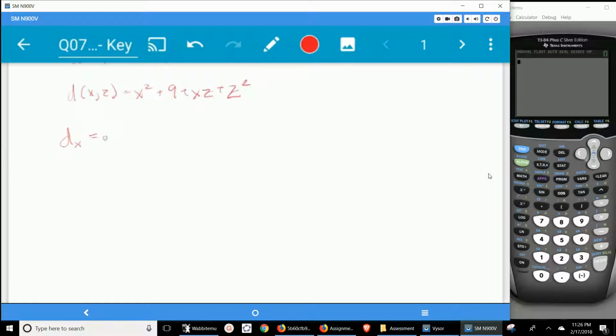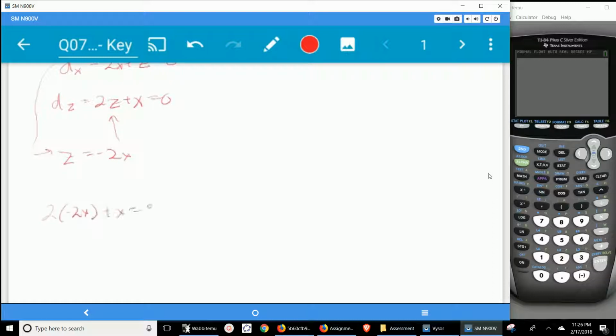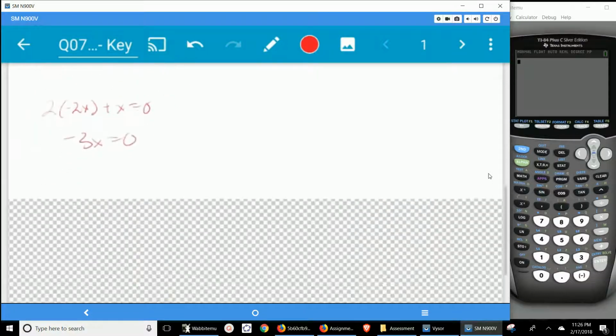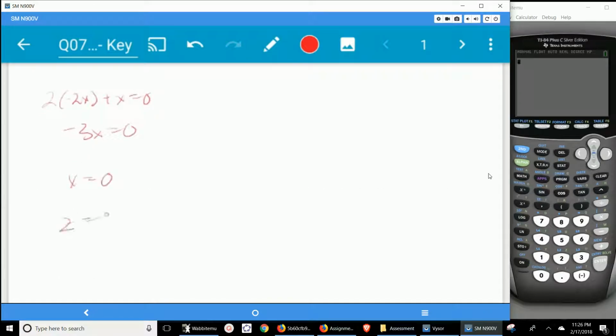Okay, z plus, okay, hold on, 2x plus z. Okay, those are your 2 partials, so z is negative 2x. Subbing that in for the z, we can say that 2 times minus 2x plus x is 0. Minus 3x is 0. So x is 0. So z is 0. So y squared is 9, right?